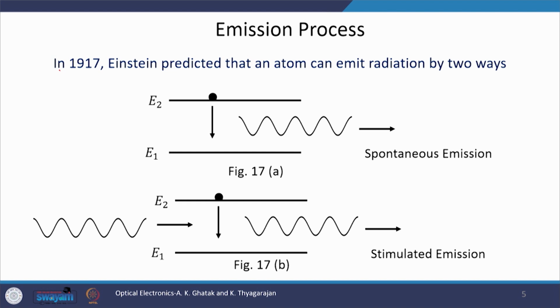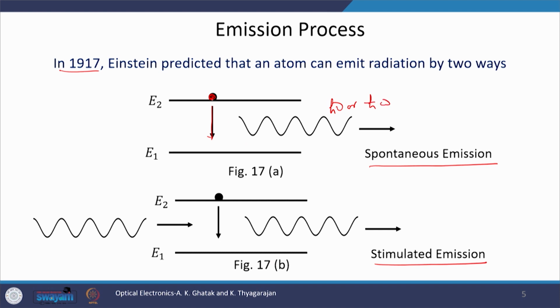Now in 1917, it was Einstein who predicted that an atom can emit radiation in two ways. Although there was only one way of absorbing the radiation, which we named absorption, there are two ways of emission as proposed by Einstein, and these two ways are called spontaneous emission and stimulated emission. In spontaneous emission, the electron from the upper energy state makes a downward transition with the emission of a photon of appropriate energy.